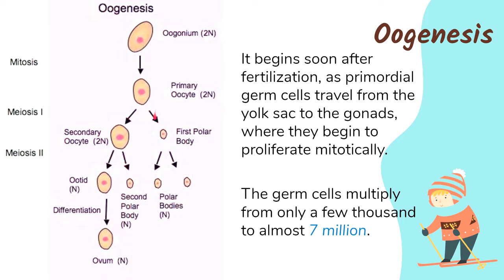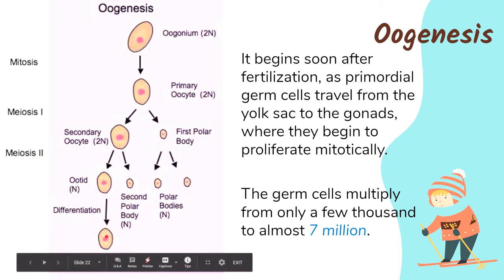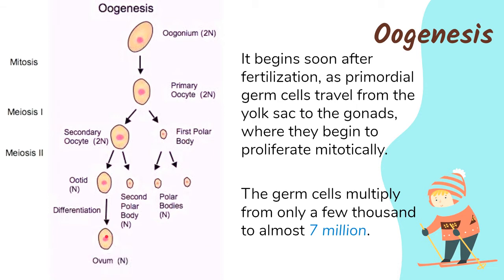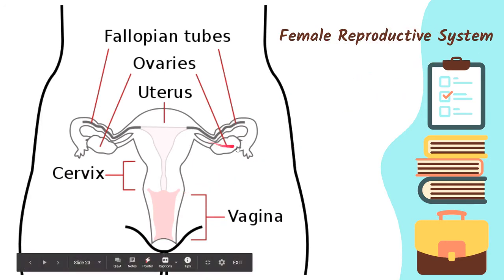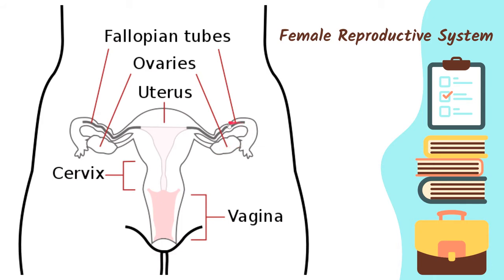So here we've talked about this: from one primary oocyte, after all the meiotic division, it will produce one egg cell. We've also talked about the female reproductive system. Oogenesis happens in the ovaries, and should fertilization happen, it must happen along the fallopian tube. And then when successful, the zygote will now embed itself in the uterine wall, and then it will grow into a new fetus.